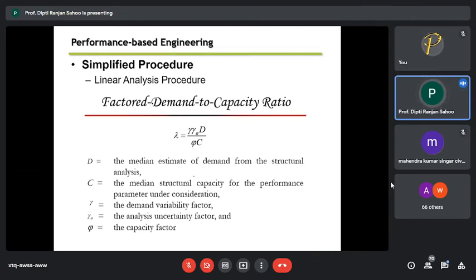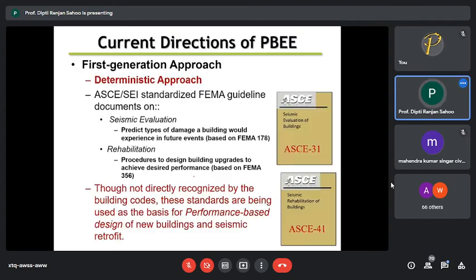I'm not going to detail this because mostly the performance based design which is being done or being implemented in the upcoming IS 1893 is based on the non-linear analysis only.